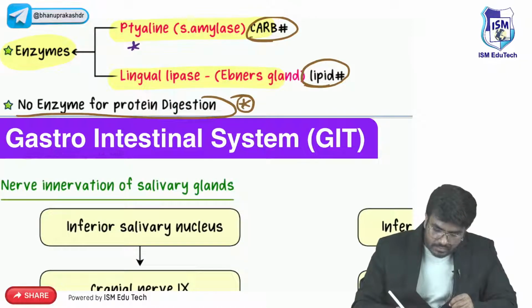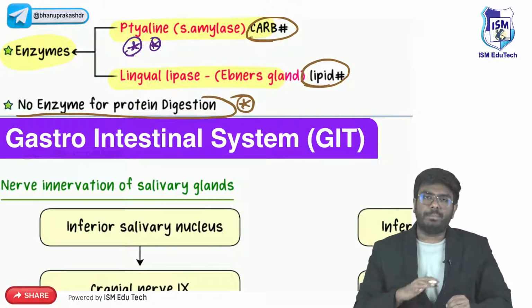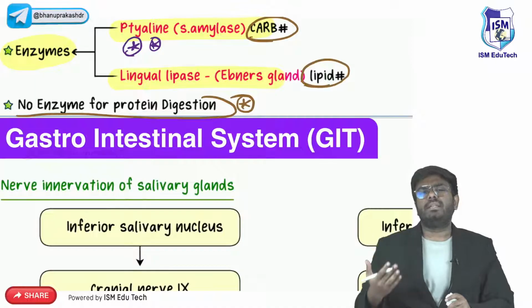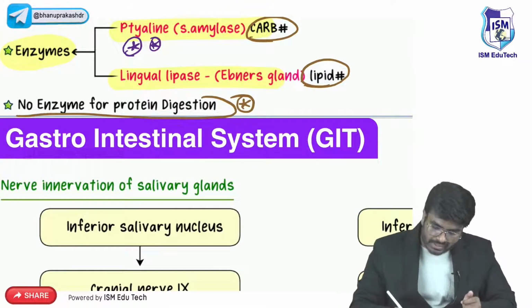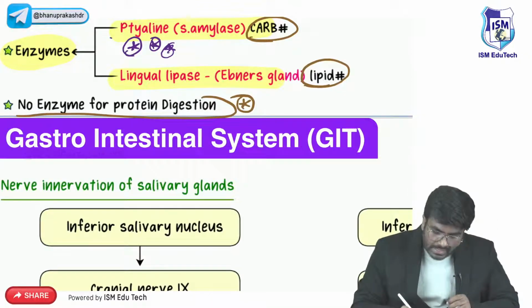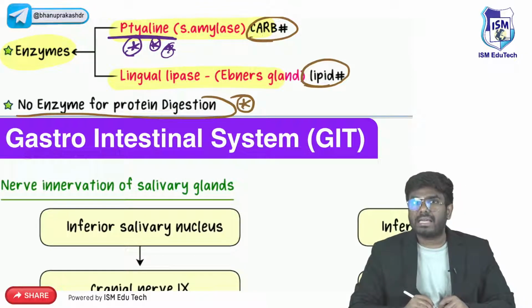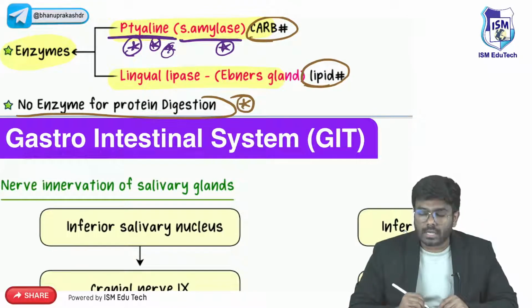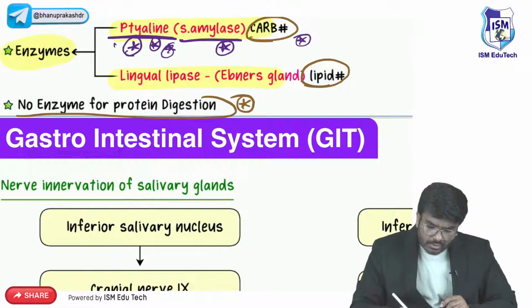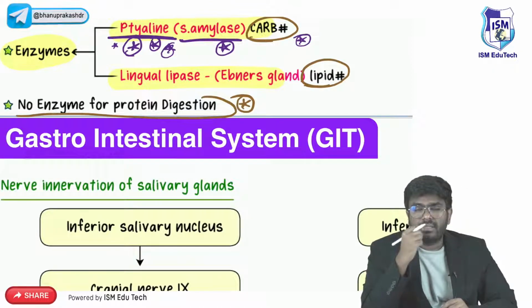If you are not a beginner, if you have gone through previous FMGE attempts, you know how important this question is. Sir, what is salivary amylase or ptyalin? Ptyalin or salivary amylase is a carbohydrate digesting enzyme. In your saliva, there is ptyalin, which helps in the digestion of carbohydrates. And in your saliva, there is also lingual lipase.